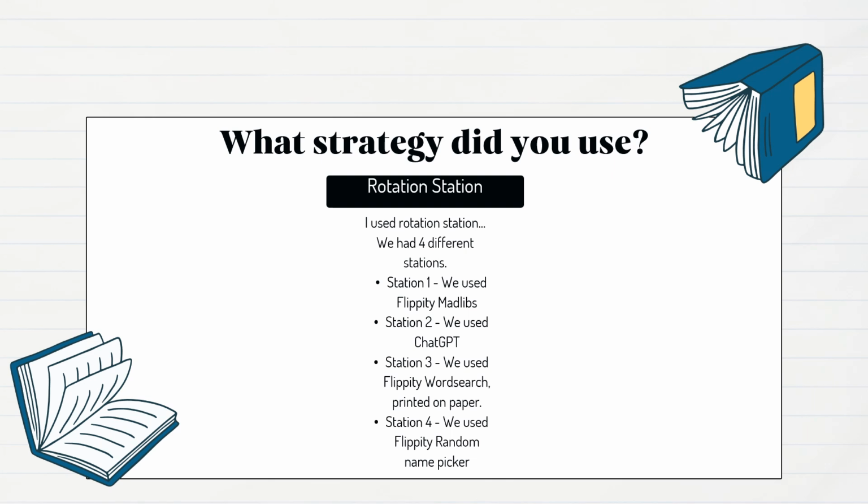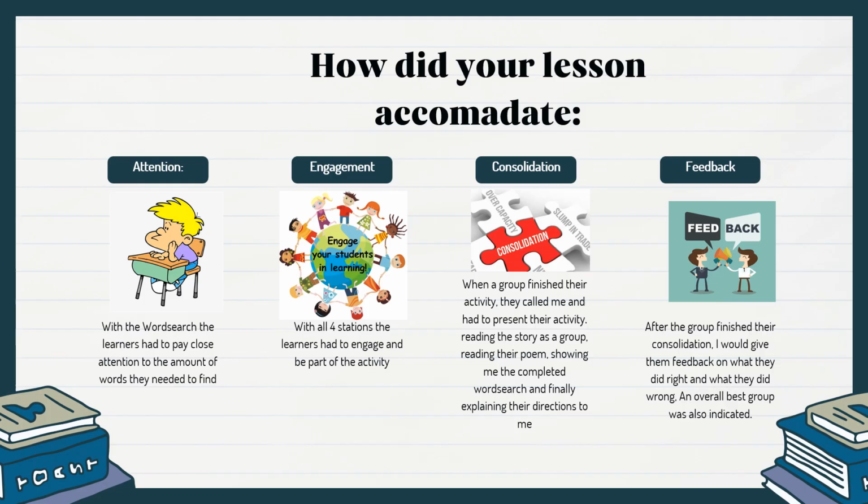What strategy did we use? We used rotation stations. We had 4 different stations. At station 1, we used Flippity Madlibs. At station 2, we used ChatGPT. At station 3, we used a Flippity word search printed out on paper. And at station 4, we used Flippity random.